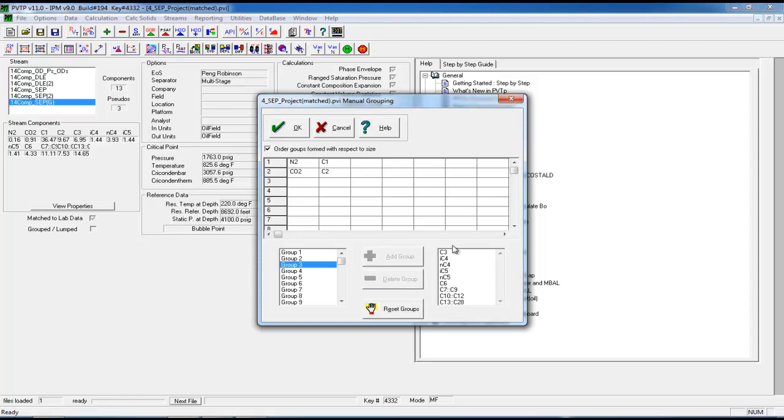So now I will just lump or group. I can do it in different ways. I can take all of this as one group and I keep those. So now I have grouped N2 with C1, CO2 with C2, from C3 to C6 together as one component. Then I keep the pseudo components without change. So now I press OK.